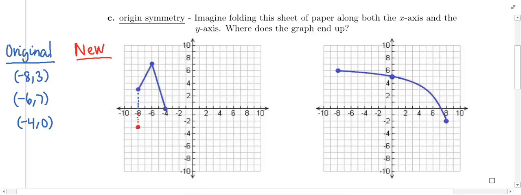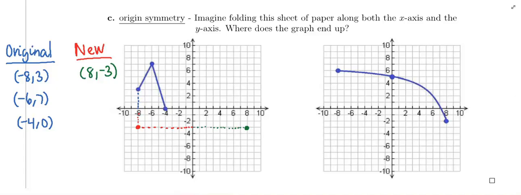Now this temporary point is 8 units to the left of the y-axis. So now you're folding the sheet of paper about the y-axis. When you fold along the y-axis, it's going to end up 8 units to the right of the y-axis. So here's the final point in green where it ends up. This point is going to be 8, -3. So that's what that one looks like.